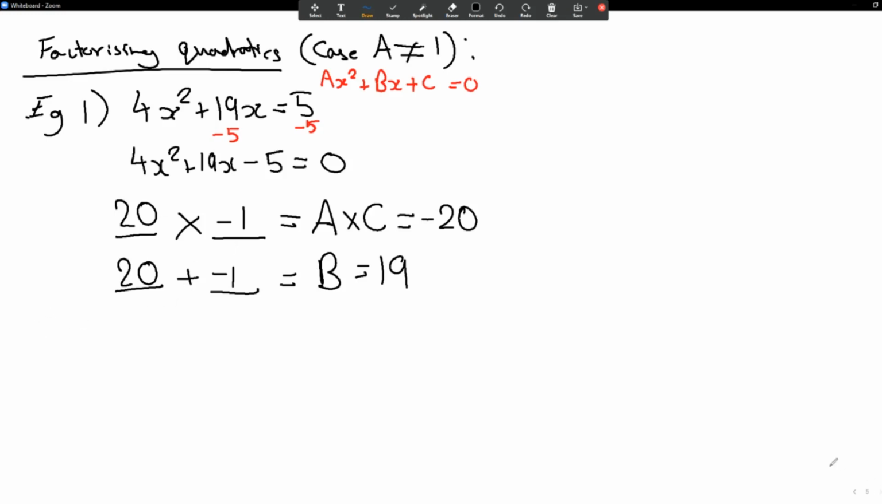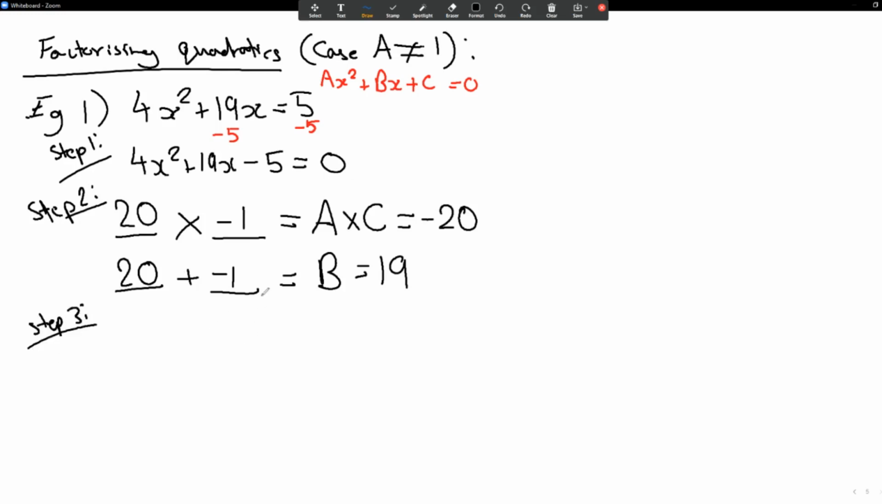Okay. Right, so the thing is, you could say, alright, let's put it into our brackets, x plus 20, x minus 1. But this is actually wrong, and it's because a doesn't equal 1. There's actually another step we have to go through. So step 1 is rearranging to get it equal to 0. Step 2 is finding these two numbers.